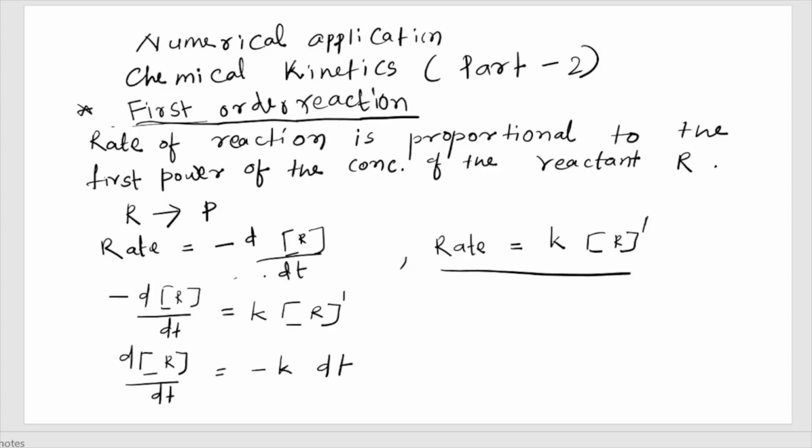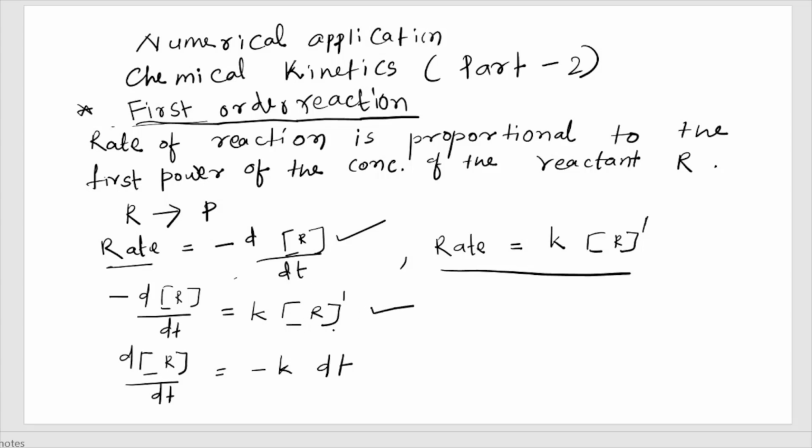This is because of decreasing concentration for reactants and increasing concentration for products, but rate law is only related to the reactants. That is why we say this is the rate, minus d[R] by dt, the molar concentration of R. Similarly, from the rate law, rate equals k[R] to the power 1.